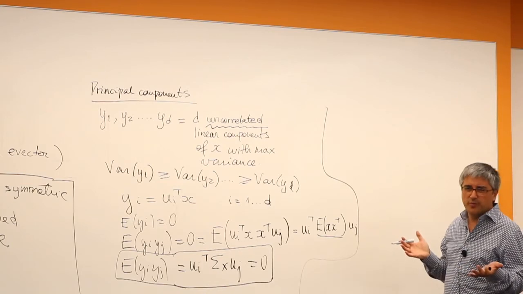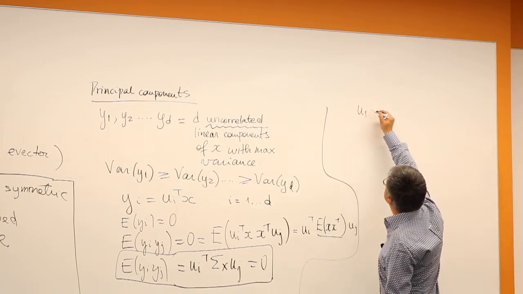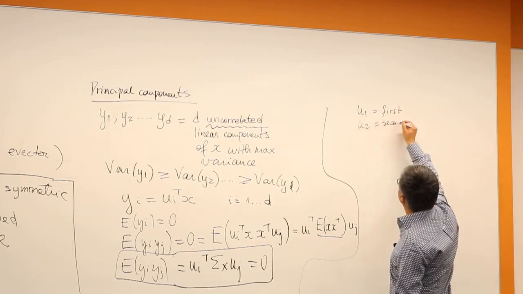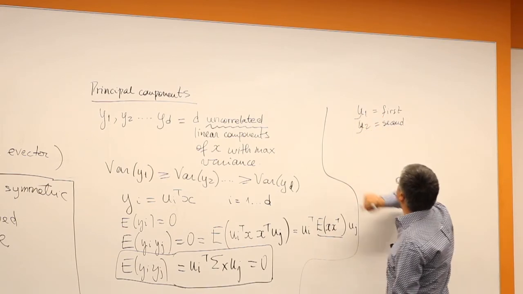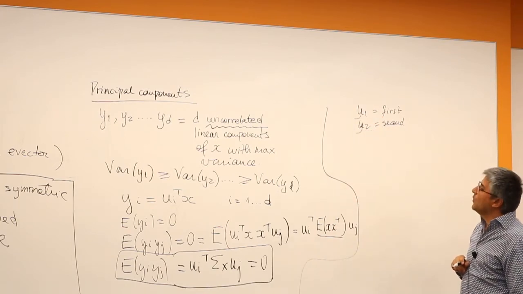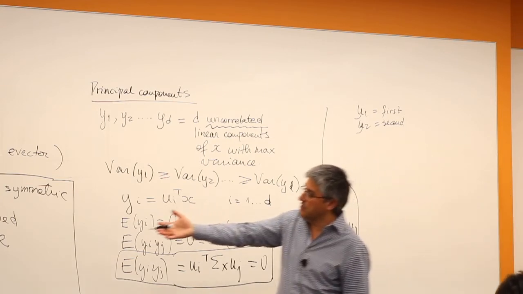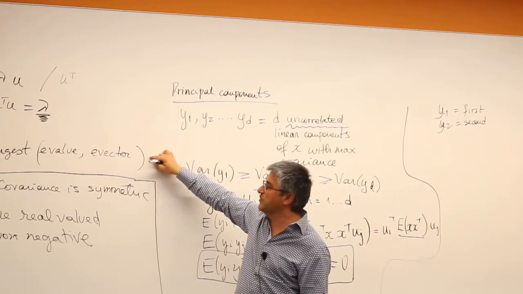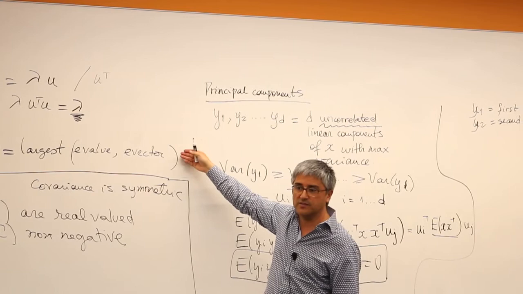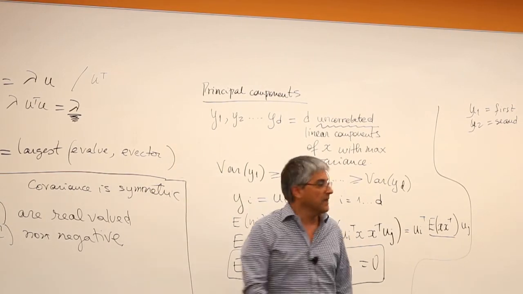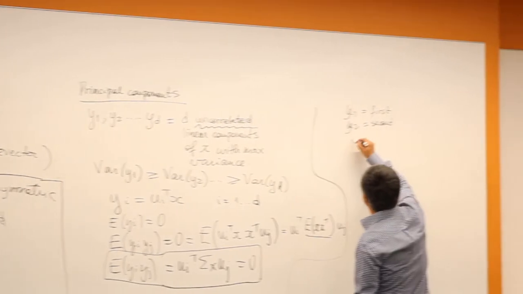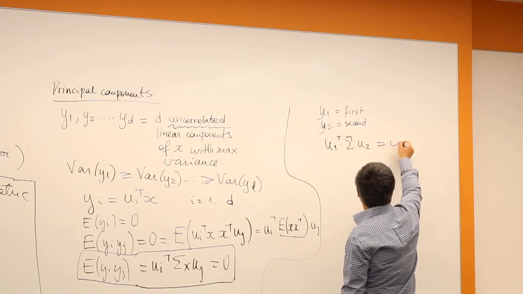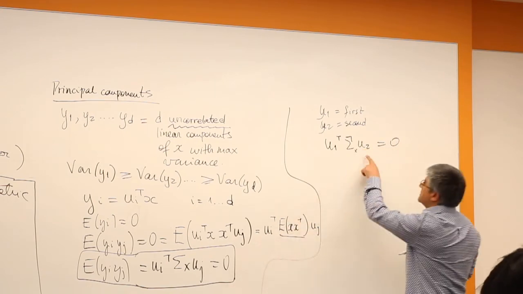Okay, so let's just do it for the two principal components. So let's say that Y1 is the first and Y2 is the second principal component. Well, for the first one, I hope I already know what the answer is, right? Ah, I have it here. The first principal component needs to be an eigenvector and eigenvalue, and in fact it's going to be the largest. We already proved that. So this equation that I just wrote becomes U1 transpose sigma U2 is equal to 0. That's exactly what I wrote there, I just wrote it here.